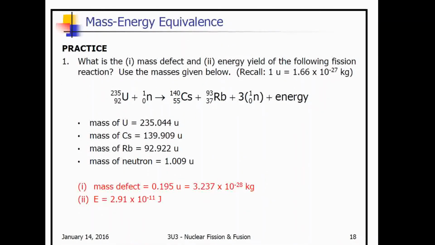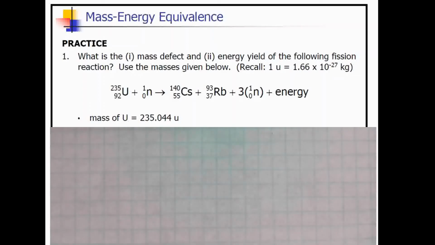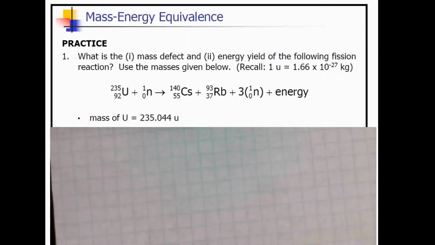So let's look at how this is used. These seem like very difficult questions, but they're not as hard as they look. So I'm going to turn this on. What we have here is a nuclear reaction equation, and for this, we're asked to find the mass defect and the energy yielded from this reaction.